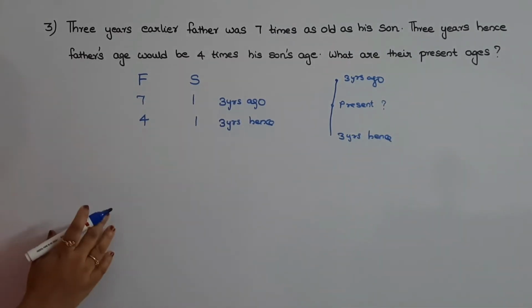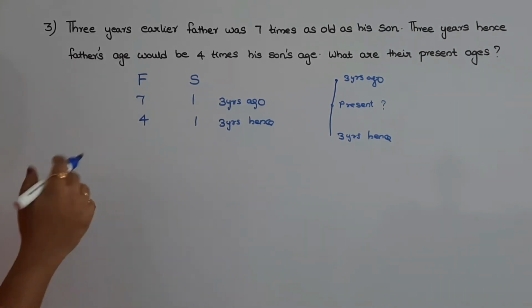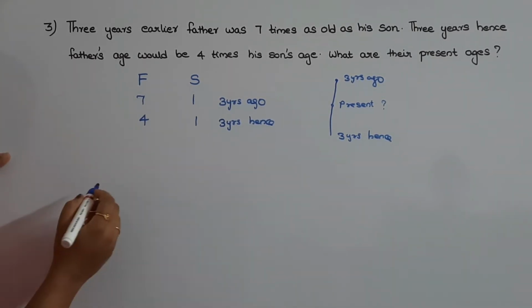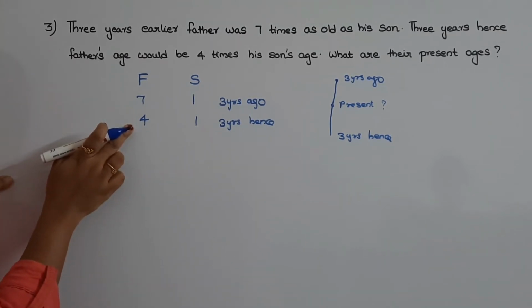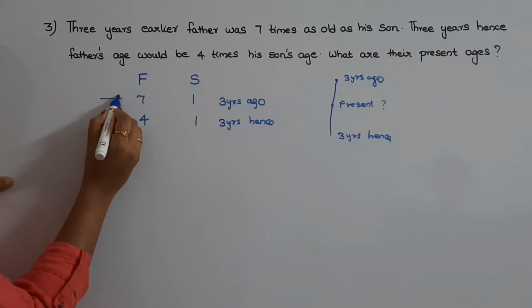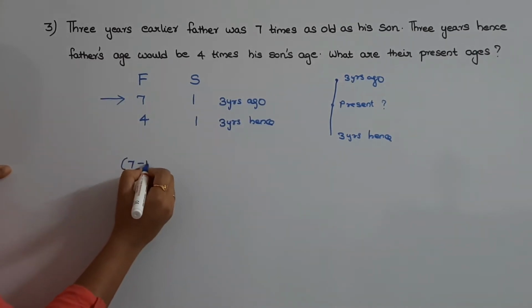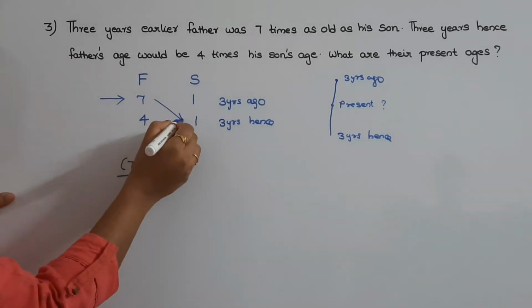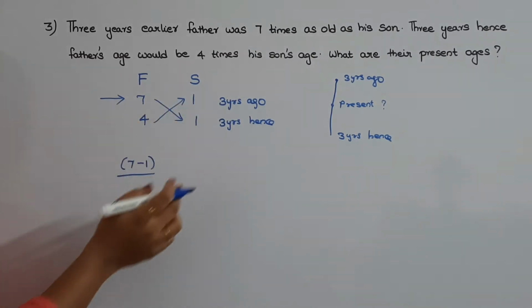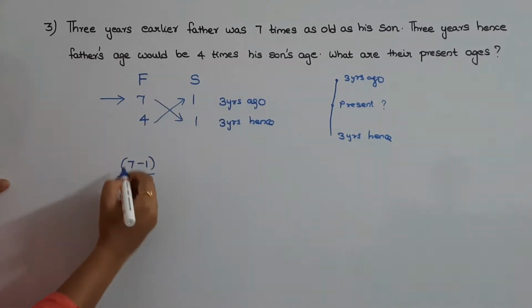Okay, so let us see how to solve this. This question also we are doing by the same procedure which we have done in the previous question. Okay, so in the numerator we can take the difference of either this ratio or this ratio. I am taking the difference of this ratio in the numerator. Okay, so in the numerator I am taking the difference of 7 and 1. Then in the denominator we need to take the difference of the ratios after cross multiplying, that is 7 into 1 minus 4 into 1.